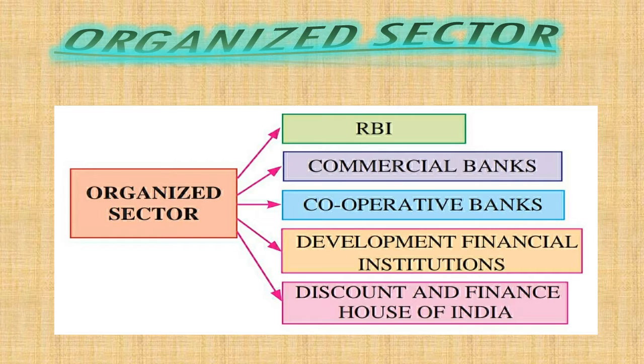In our last videos, we have already studied the Reserve Bank of India and commercial banks of the organized sector of the money market in India. Today, through this video, let us discuss the cooperative banks, development financial institutions, that is DFI, and Discount and Finance House of India, that is DFHI, of the organized sector of the money market in India.